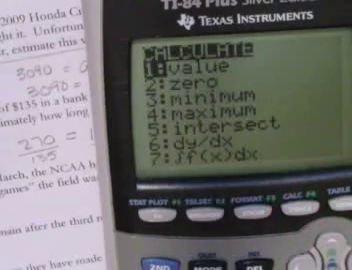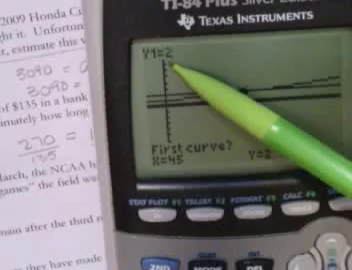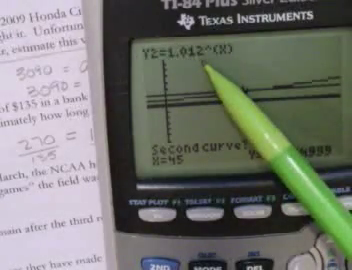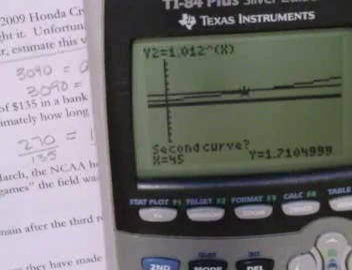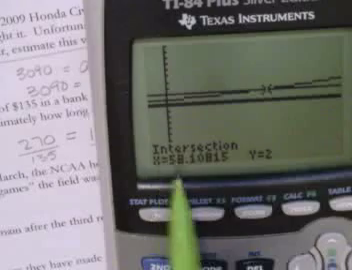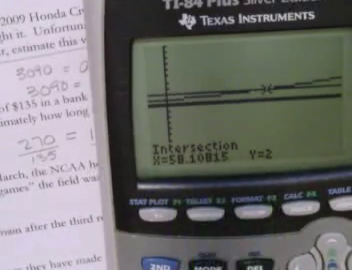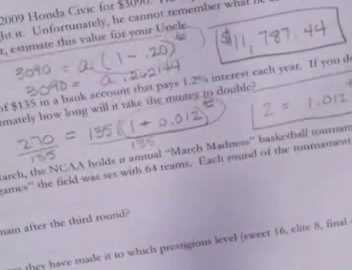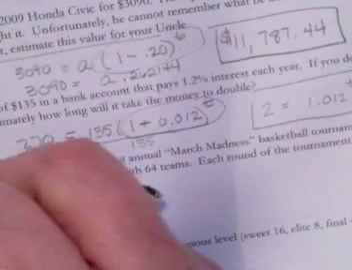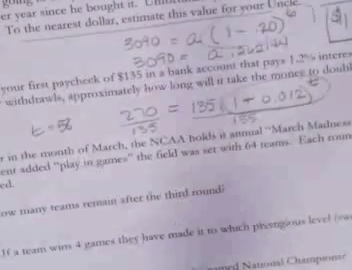So I'm going to go second calc. I want to find an intersection. The first curve is in fact y1 of 2. The second curve is in fact this equation in y2. And I hit enter for guess, and it tells me that after 58 years, I will have doubled my money. So that is the answer to problem number 3. T is equal to 58.1 years, just a little bit more than 58.